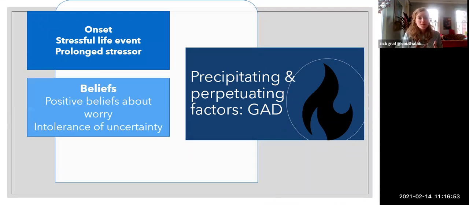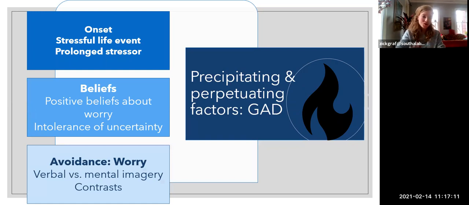The role of beliefs in perpetuating GAD centers on people's beliefs and expectations about worry and uncertainty. People who believe that they can't handle not knowing what will happen, and people who believe that worry is the right way to solve their problems or manage their anxiety, are more likely to continue engaging in this worry process that perpetuates GAD. So worry functions as avoidance in those five ways that I talked about.